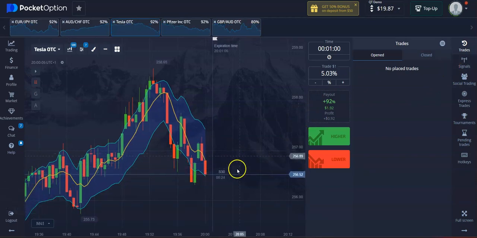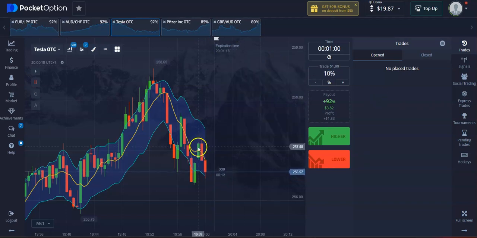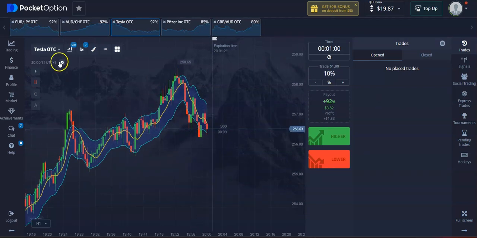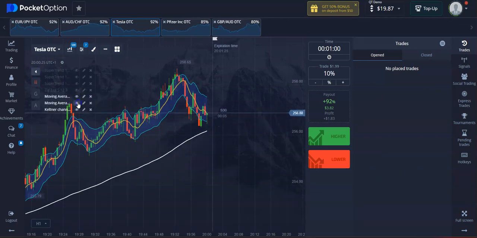Woo! Jeez! Last second, I mean, that was crazy. Damn! That was crazy. Okay, that put us at 19 bucks. So, what I was thinking is to add a moving average.